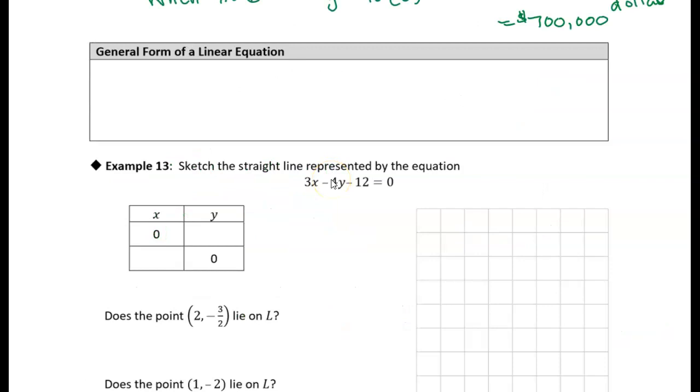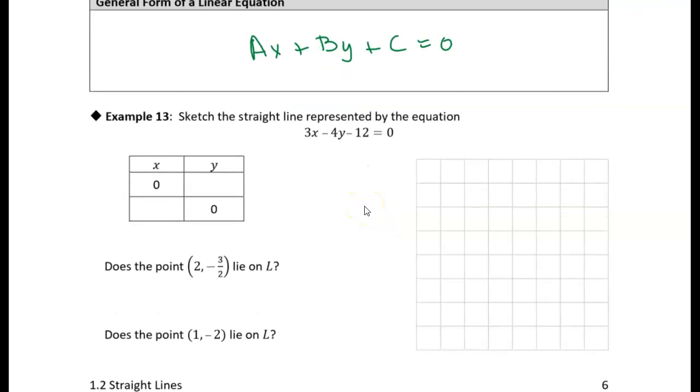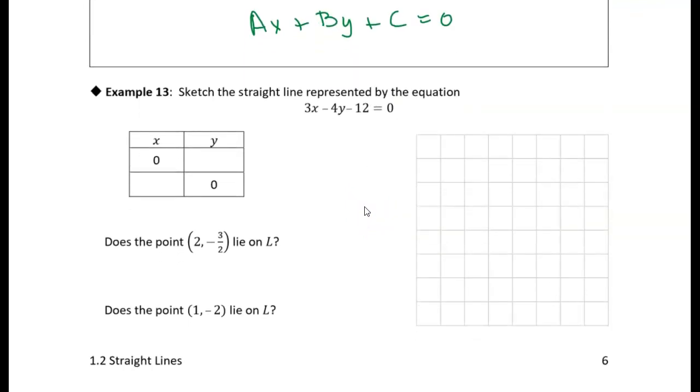All right, so we learned about the point-slope form of a line, and we learned about the slope-intercept form of a line. The general form of a line is just some constant times x plus some constant times y plus some constant equals 0. If it's in that form, it's in general form. So if you look at example 13, what we have is an equation for the line in general form.